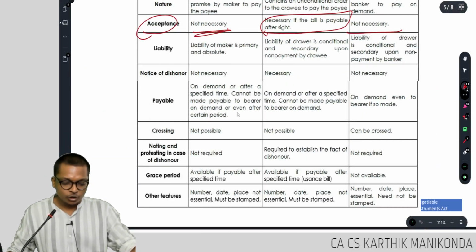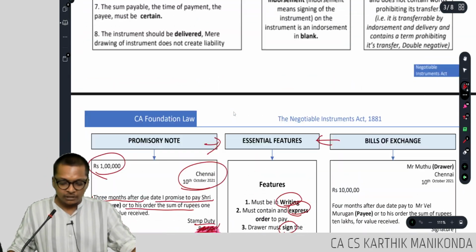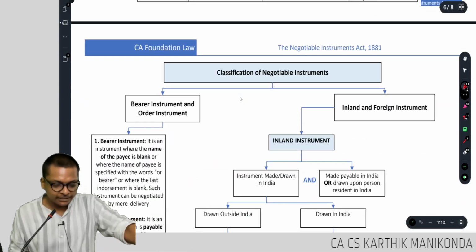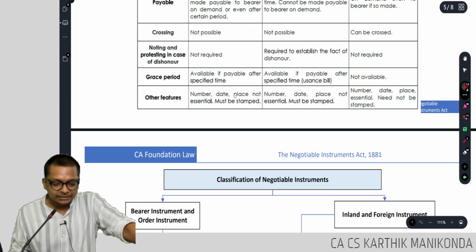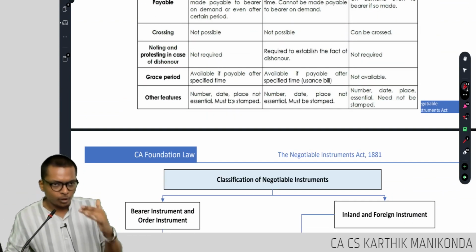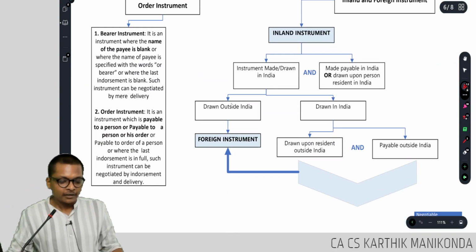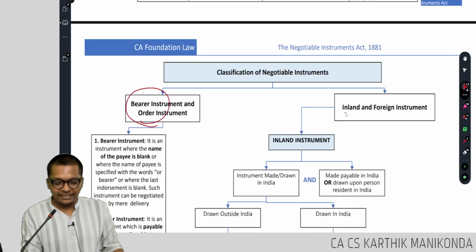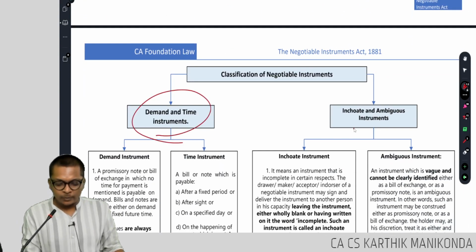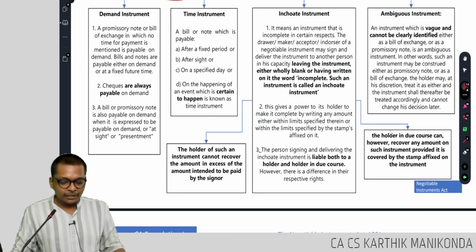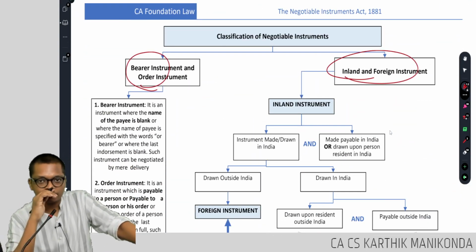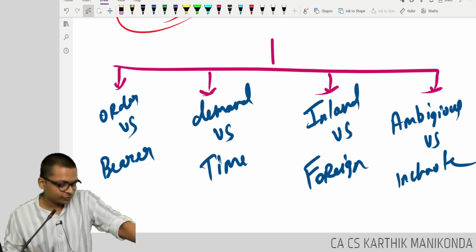Same thing is there in our notes. I will explain each one. What is each of the types? If you see in the subsequent pages after this difference table, the same PDF is there in the link, guys. I have uploaded the new one today only, this morning. We have bearer and order instrument, inland and foreign instrument, demand and time instrument, incoherent and ambiguous instrument. 4 types of classification. I will explain conceptually each of this.